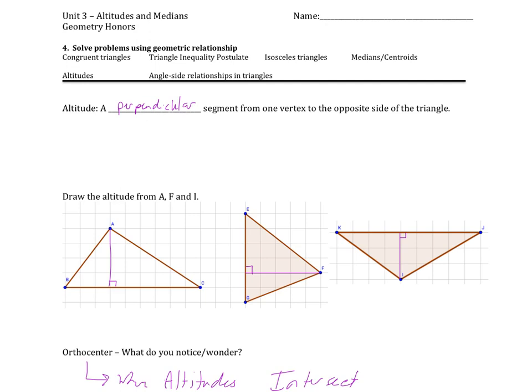So the main definition that we're going to look at here is the altitude, a perpendicular segment from one vertex to the opposite side of the triangle. In this situation, you are going to have segments, which could be represented by lines, that always go from the vertex to the opposite side and be perpendicular. Now, it doesn't matter if they're oriented differently, they're always going to go from the vertex to the opposite side. So don't think they always have to go down, they could go in any direction.